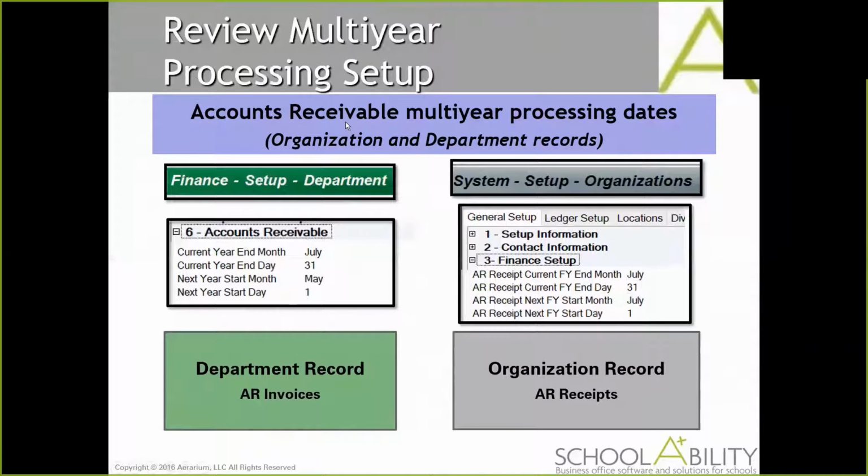Okay, the next item is accounts receivable. So this one is actually in the department record for AR invoices. If you're using invoices, which some schools are, like an example could be that they're using it to invoice for the lease assistance fund, you're going to want to make sure that you go to the setup department and make the changes to these fields. So let me show you where that's at.